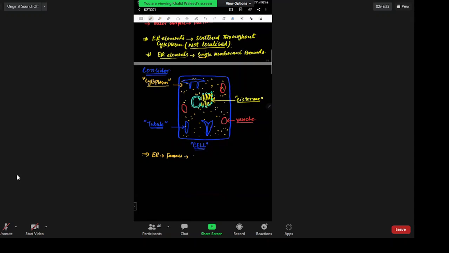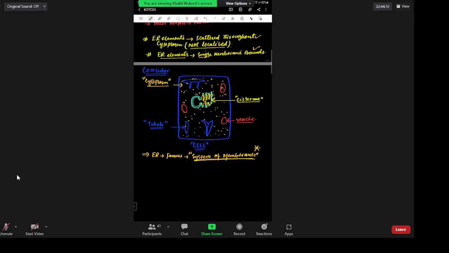system of membranes. Which cell organelle is famous as system of membranes? Answer, endoplasmic reticulum. Why is it called system of membranes? Because its elements, number one, are scattered in the cytoplasm, and number two, they are all single membrane bound. Important information. अगर आपके एग्जाम में क्वेश्चन आ जाए, which of the following cell organelle is famous as system of membranes, what will be our answer? Sir, ER. Reason? Two. One, the scattered nature of its components. Second, all the elements of ER are single membrane.